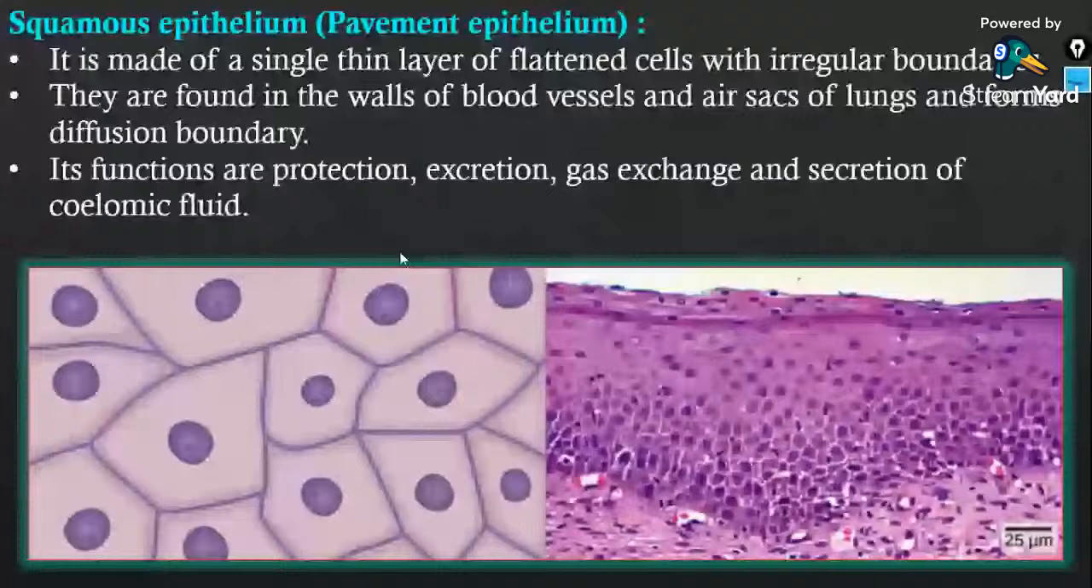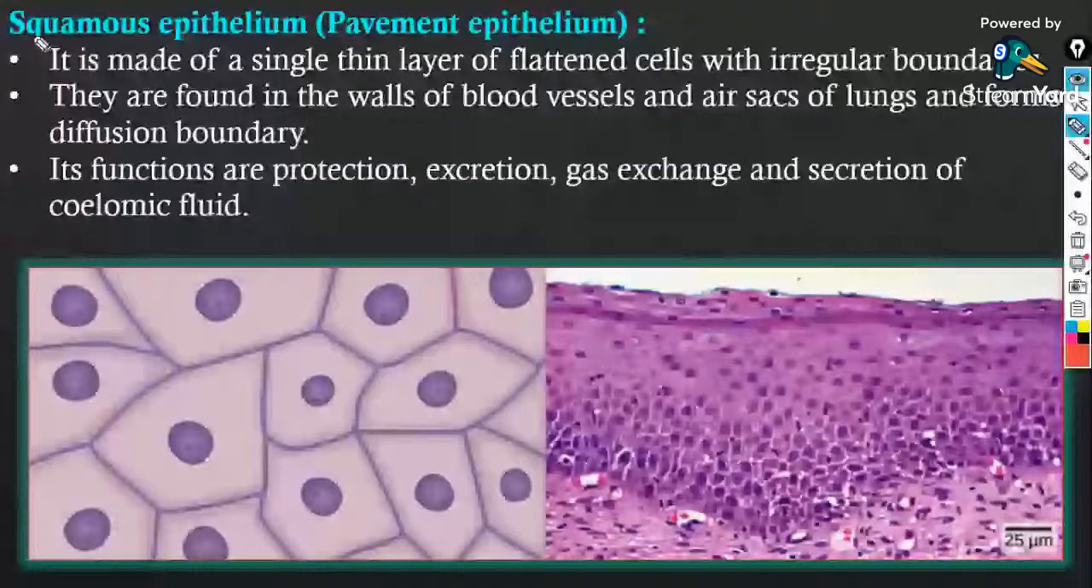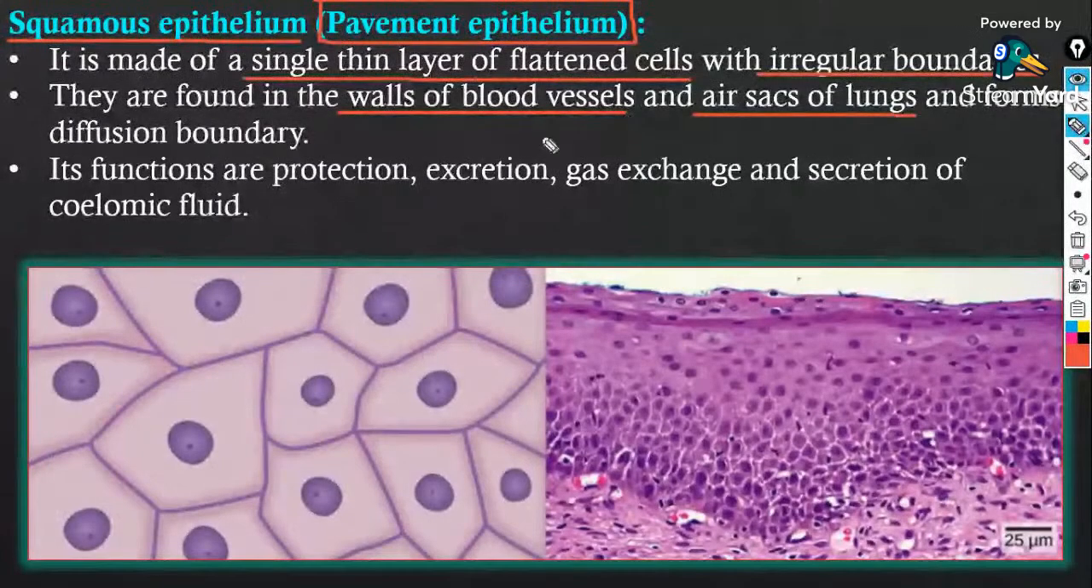So we are moving on to the very first type, that is the squamous epithelium. Squamous epithelium is known as the pavement epithelium. That is, it is a single thin layer of flattened cells with irregular boundaries. Where is the squamous epithelium found? They are found in the walls of blood vessels, air sac of lungs, and form a diffusion boundary.